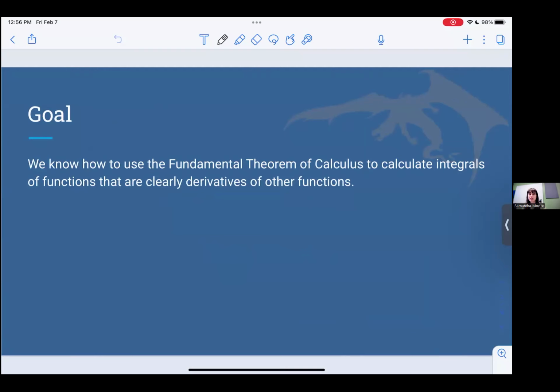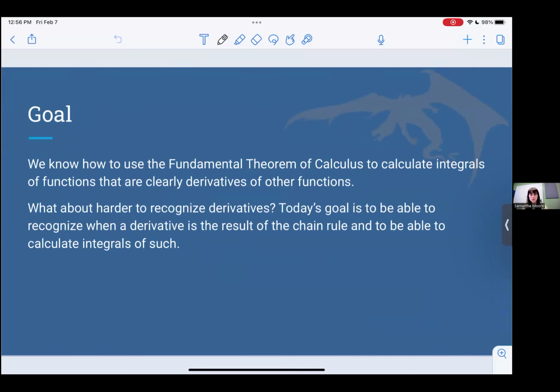So our goal today: we know how to use the fundamental theorem of calculus to calculate integrals when we can see that the function inside the integral is easily a derivative. However, there have been times where, when we calculate a derivative, it ends up being pretty complicated and not easily recognized as the derivative of another function. So our goal today is to figure out some of those situations. In particular, we're trying to figure out how to undo the chain rule via integration.